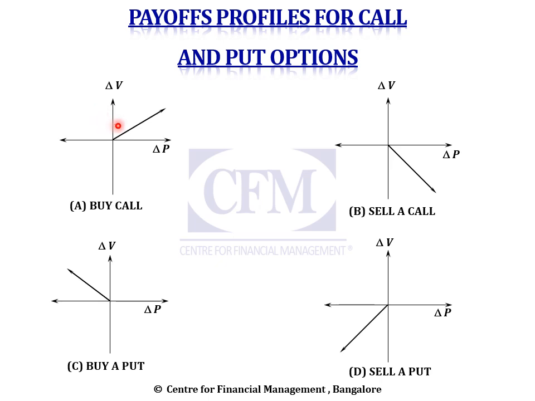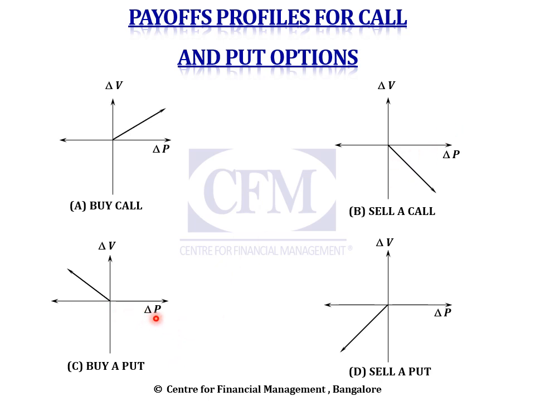This indicates the increase in value. This indicates the increase in the price of the underlying stock. If the price of the underlying stock goes up, the value to the buyer of the call option goes up. If the price of the underlying stock falls, the value to the buyer of the call option is nil. What is the payoff profile for the seller of a call option? It obviously would be the mirror image of the payoff profile for the buyer of the call option.